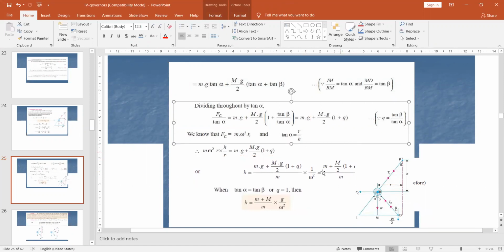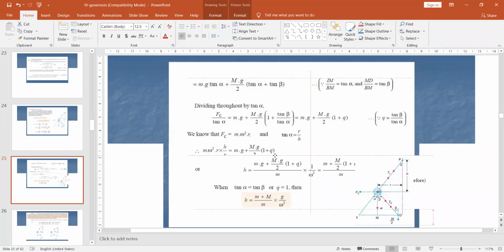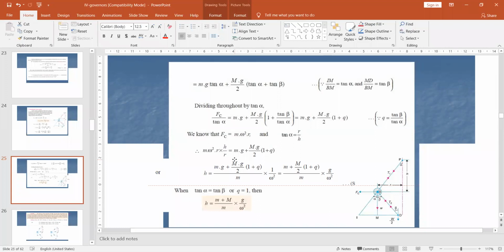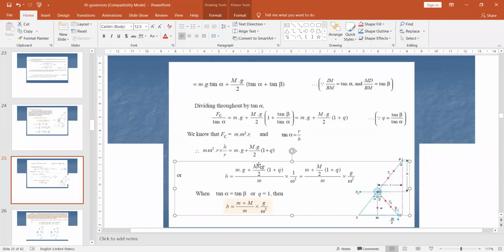Or, small m plus capital M by 2 into 1 plus q by small m into g by omega square. Here we take out the g value from the entire numerator. So g by omega square.